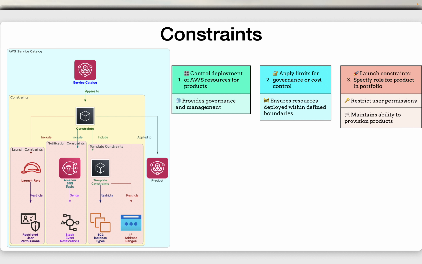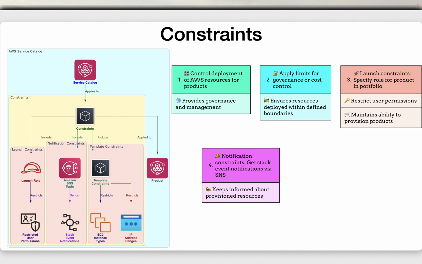With launch constraints, you can specify a role for a product within a portfolio. This role is used to provision the resources at launch, allowing you to restrict user permissions without impacting their ability to provision products from the catalog.